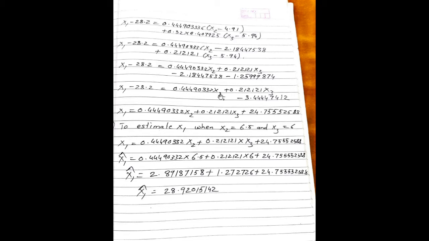So it becomes x1 minus 28.2 is equal to 0.44490 x2 plus 0.212121 x3 minus 3.44447412. Now, the final equation becomes x1 is equal to 0.44490 x2 plus 0.212121 x3 plus 24.75552588. So this is the final equation of x1 on x2 and x3.